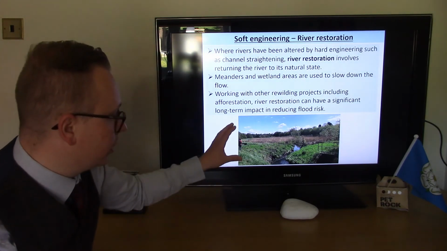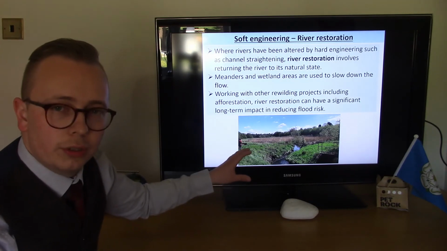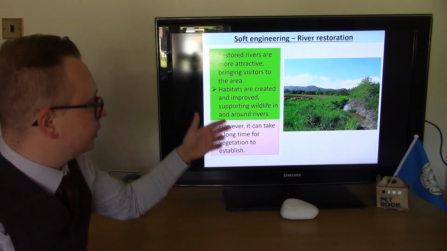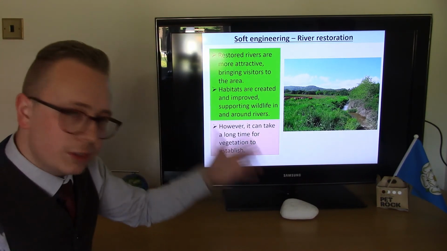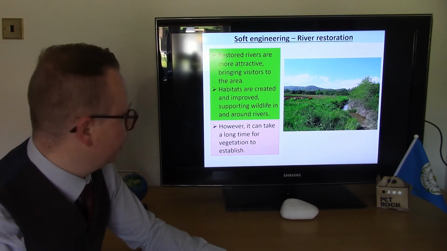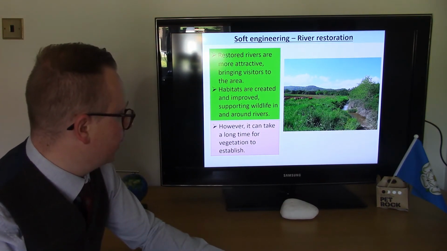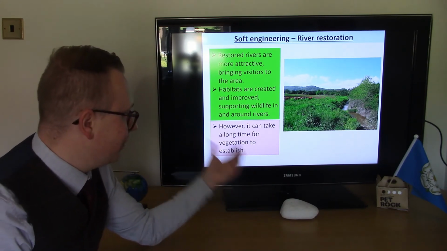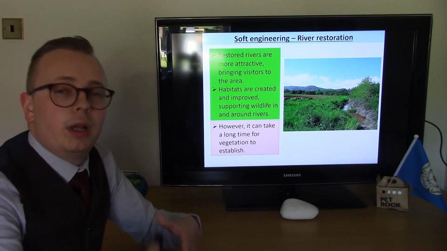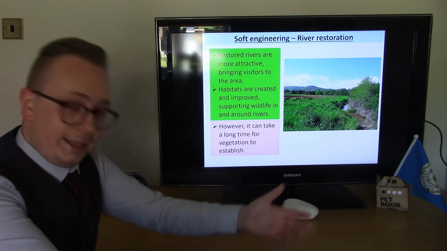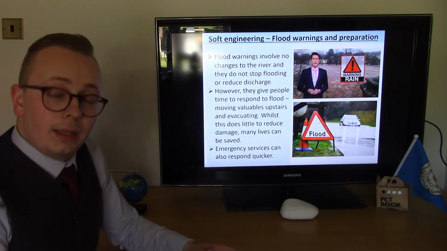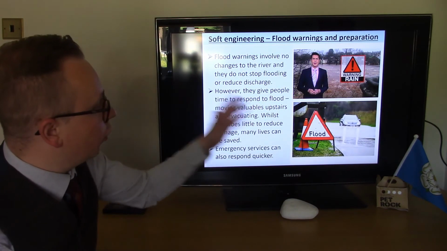I really do think this is the way we're going to be going in this country in the future to manage our flood risk. Because there are additional benefits, it's also very much more attractive, brings visitors to the area, and has a huge positive impact on habitat and wildlife in the areas where we're restoring rivers. However, a bit like afforestation, the vegetation does take some time to establish. So this is something we need to be starting now and see more of now, getting ready for the next 10-20 years. And our last soft engineering strategy is to use flood warnings and preparation.